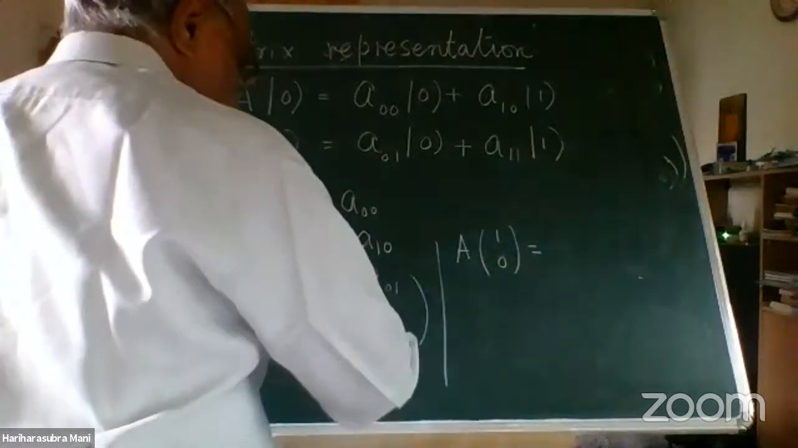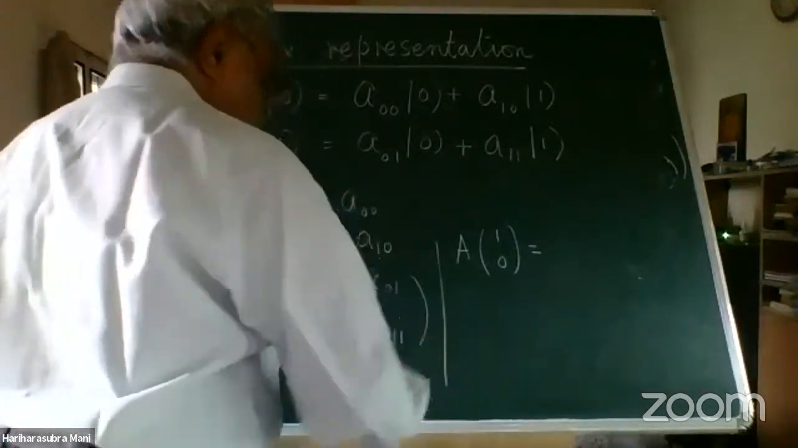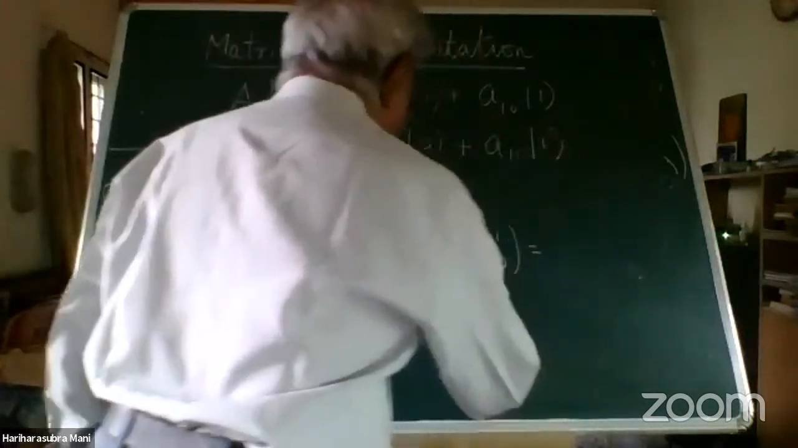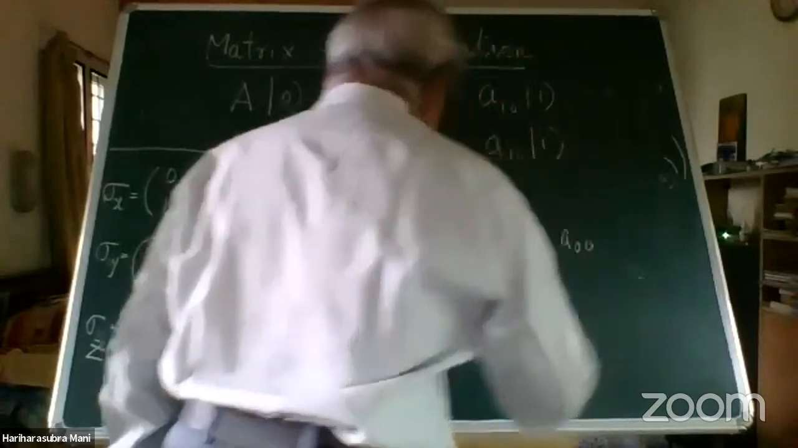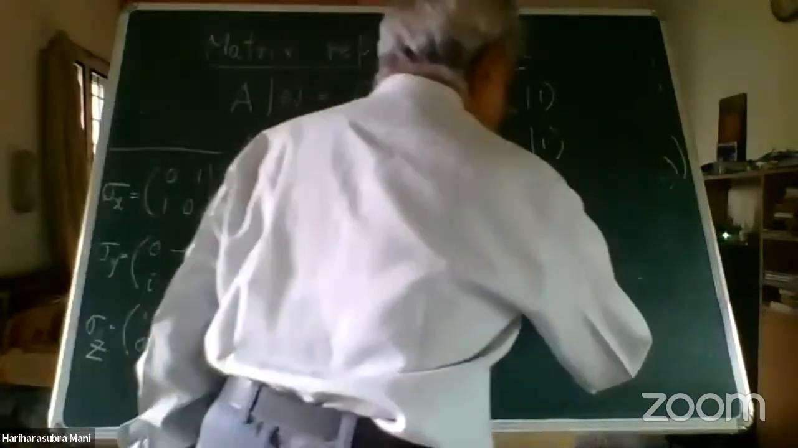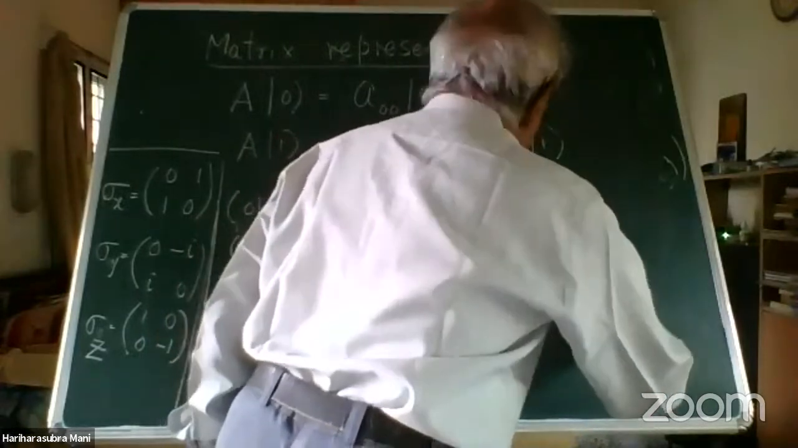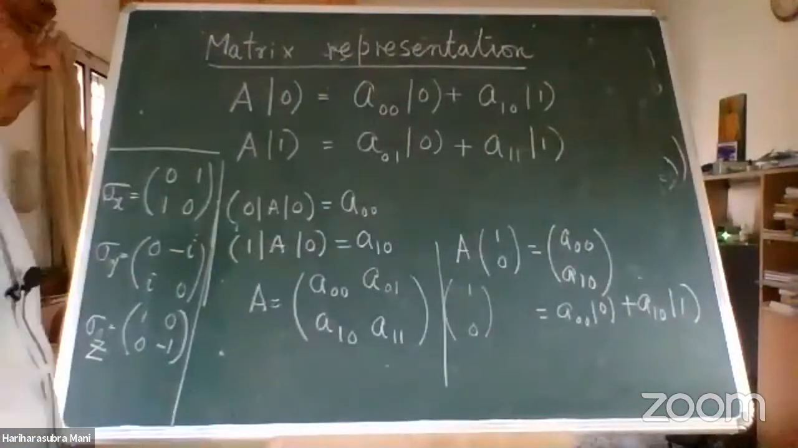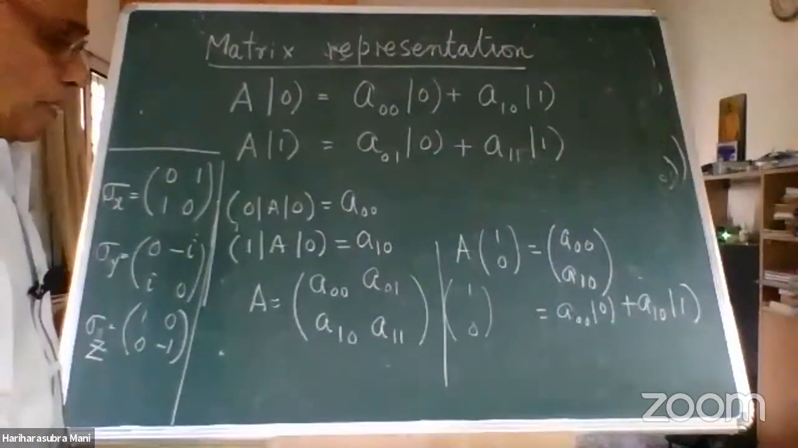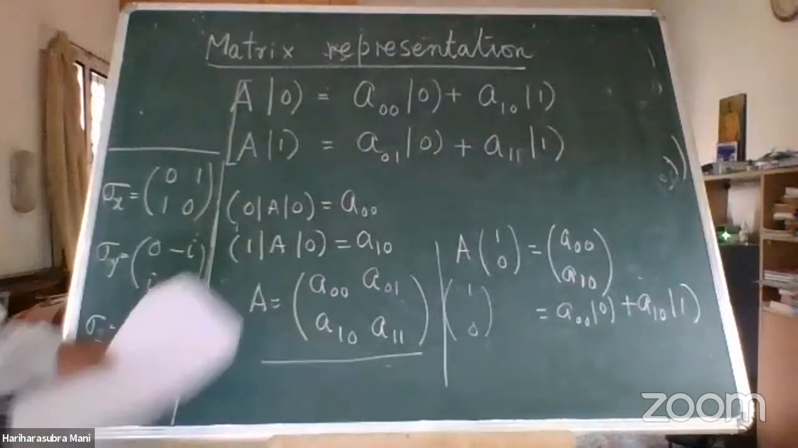So A 1 0. Yeah, this is 1 0. I have to operate it on 1 0. So I get A 0 0 here, and that is 0. I get A, which is A000 plus A1. And similarly for the other cases. So this is the way, this notation, and this is what is consistent. Keep this in mind.